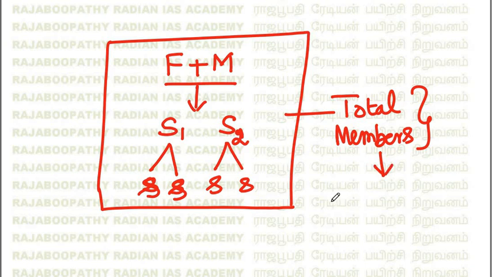Total members in the family, how many? 7, 8, 8, 6. Okay.